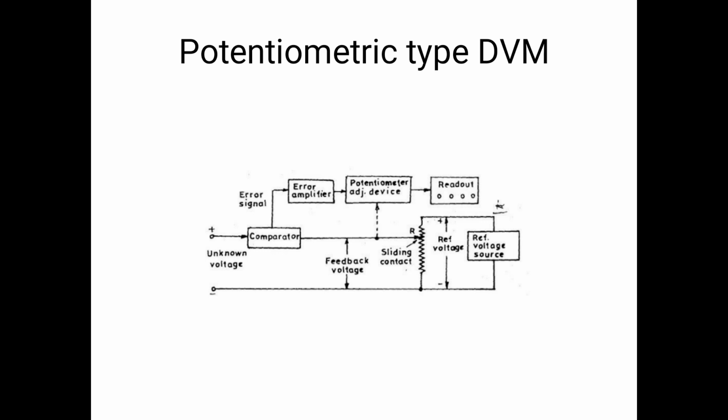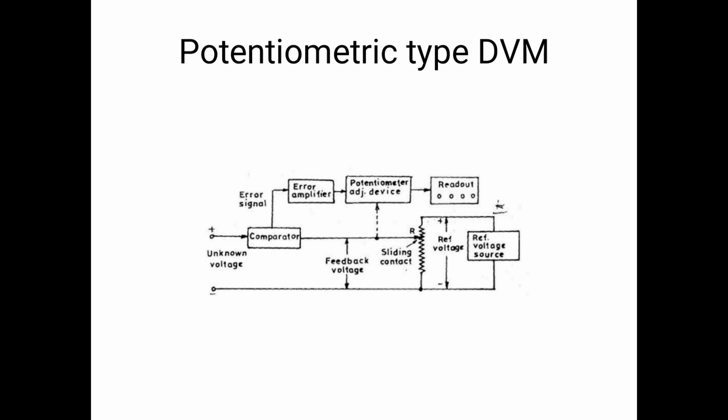If the two signals deviate, an error signal is produced. That error signal is given to the error amplifier. Here there is a pot adjustment device, which moves a sliding contact in order to make the reference voltage equal to the unknown voltage that we want to measure. Finally the contact gets moved and placed in the required position which is equal to the unknown voltage.